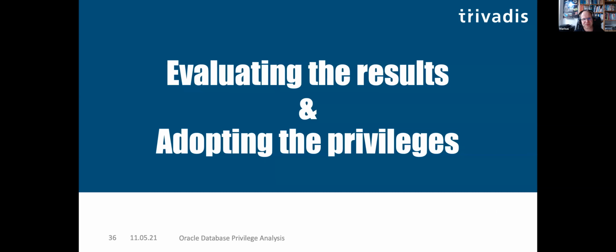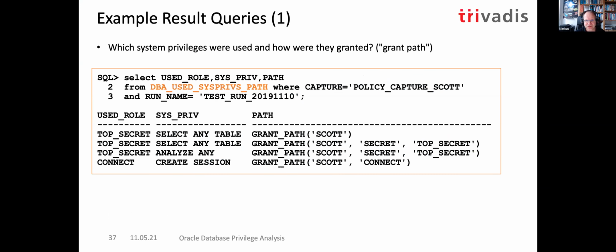Okay, so now we have got the data. Let's check the results. Unfortunately, there are not any tools from Oracle for this analysis or for evaluating the results and for reducing the privilege set. There are these views, but nothing more. Here's an example from the DBA_USED_SYSPRIVS path. You can see the privileges SELECT ANY TABLE, ANALYZE ANY and CREATE SESSION.